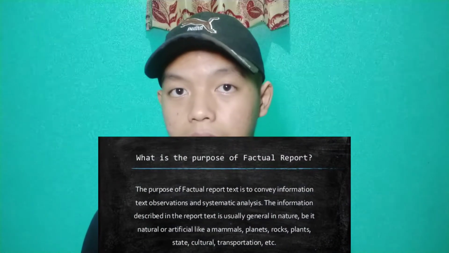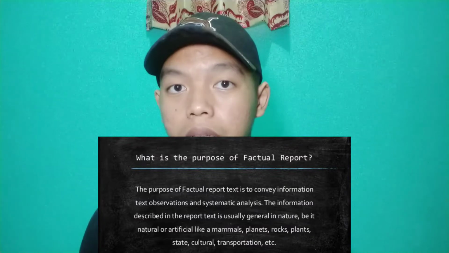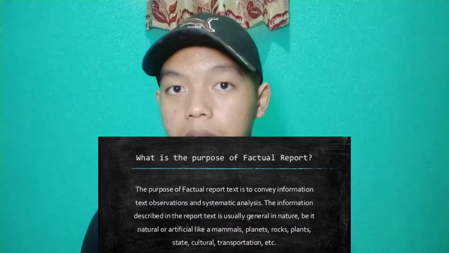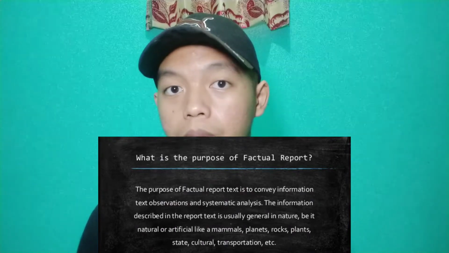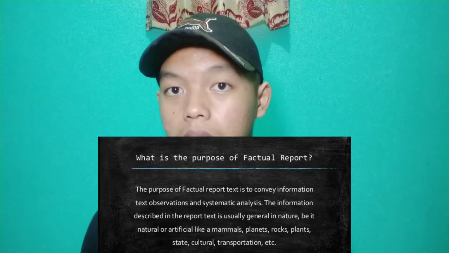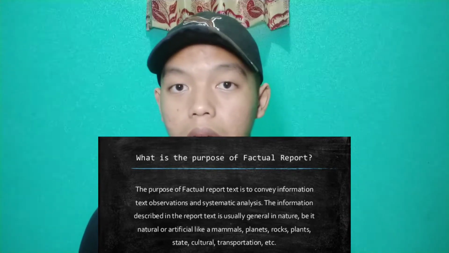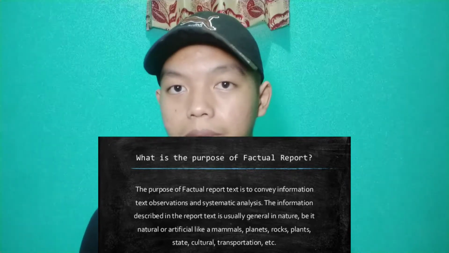Okay, next, what is the purpose of a factual report text? The purpose of a factual report text is to convey information through observations and systematic analysis. The information described in the report text is usually general in nature, be it natural or artificial, like mammals, planets, rocks, planes, states, cultures, transportation, etc.